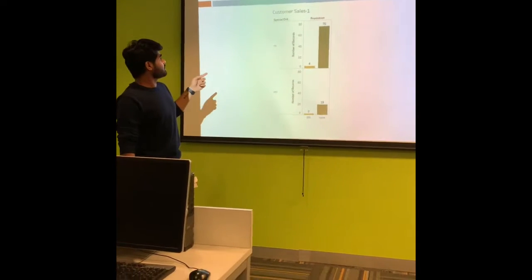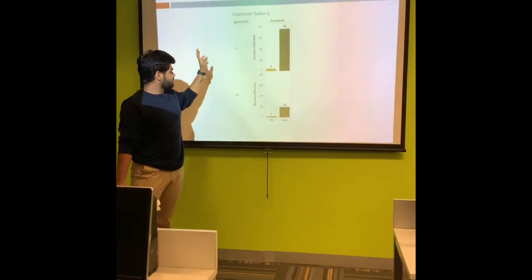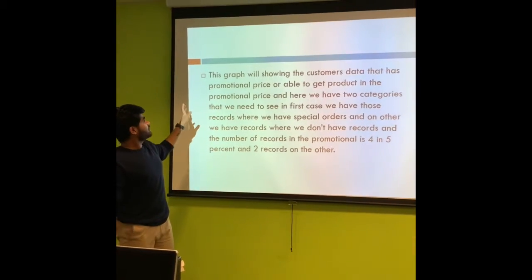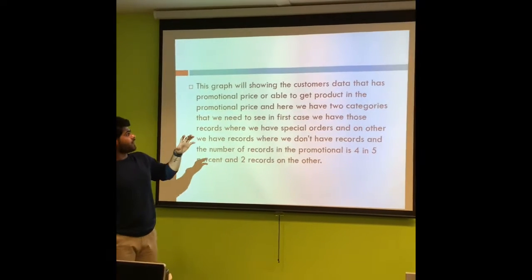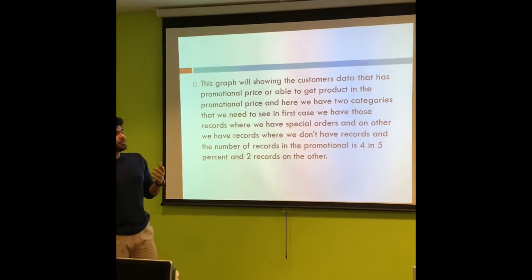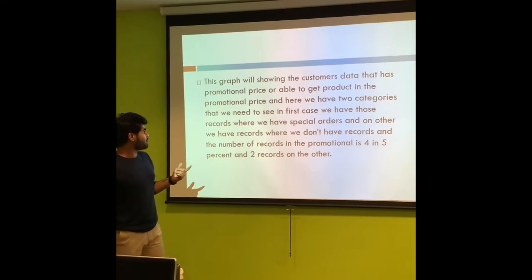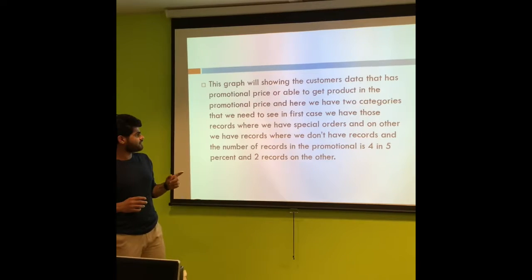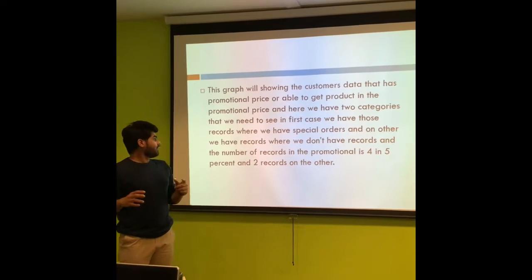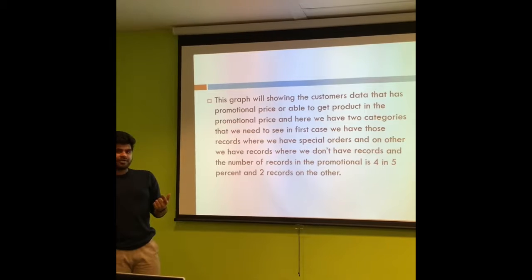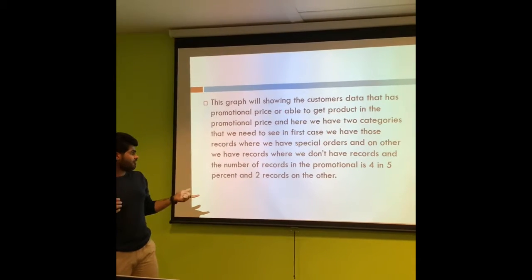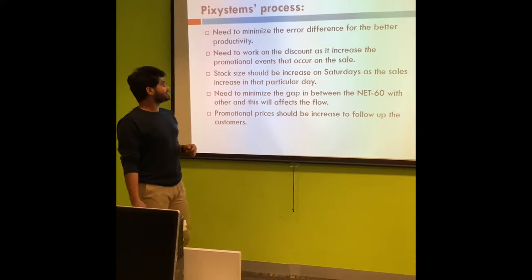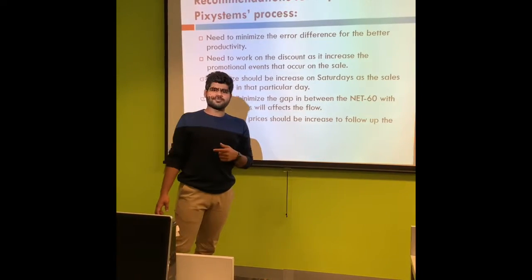The next one is the customer sales. The above graph shows the customer data of those who got the product at a promotional price. Here we have two categories: one where we have special orders, and on the other we have records where we don't have special orders, and the number of records in the promotional category is 4 and 5%, and 2 records in the other. I'm handing over to my friend Raman.